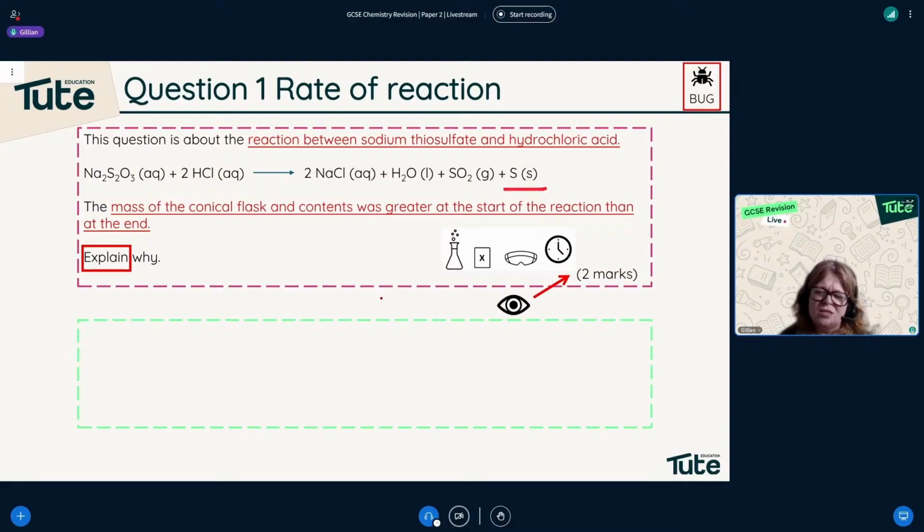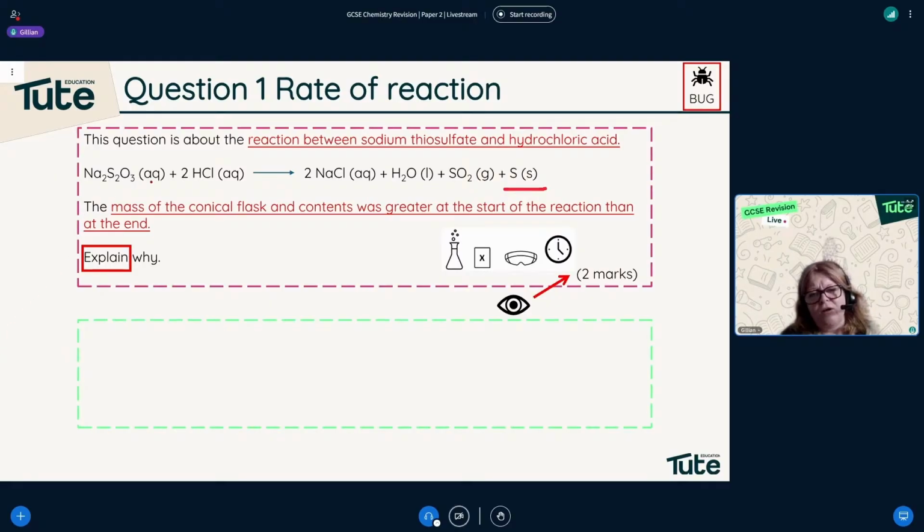But what is this question actually asking us then? The mass of the conical flask and contents was greater at the start of the reaction than at the end. Why? Now, this question is not only about rate of reaction, but it's also about the law of conservation of mass. All chemical reactions obey this law, and it states that in a reaction, the total mass of reactants must equal the total mass of the products.